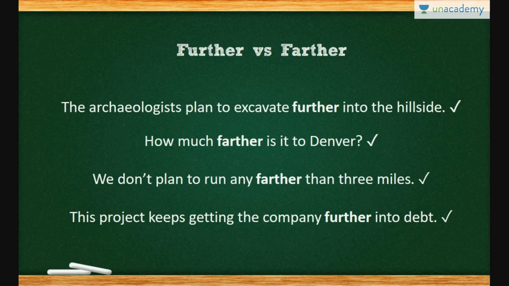Now, let's look at a few examples which will make the difference clear. The archaeologists plan to excavate further into the hillside, means they are going to excavate deeper into the hillside. How much farther is it to Denver? It means how much more distance is left to Denver. We don't plan to run any farther than 3 miles. We don't plan to run more than 3 miles. Now it's talking about distance. This project keeps getting the company further into debt. Again, it means deeper into debt.